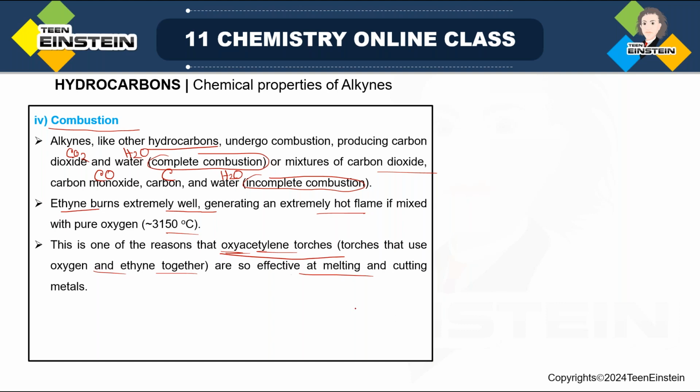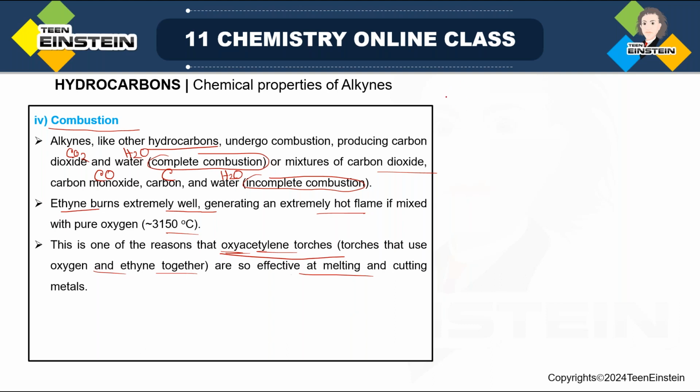Combustion reactions are exothermic reactions. So it generates very high temperature, and that is the reason these torches are very good for cutting metals. And for cutting metals, you also have to melt it so that the metal is soft and then you can cut it. So for generation of very high temperature, these torches are very good.